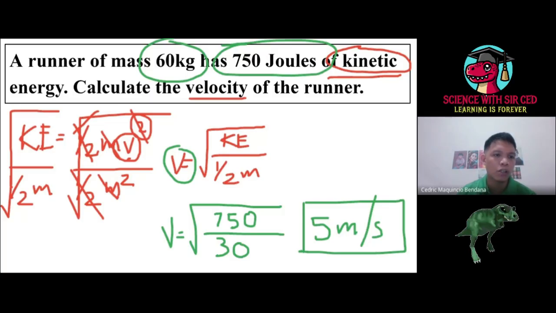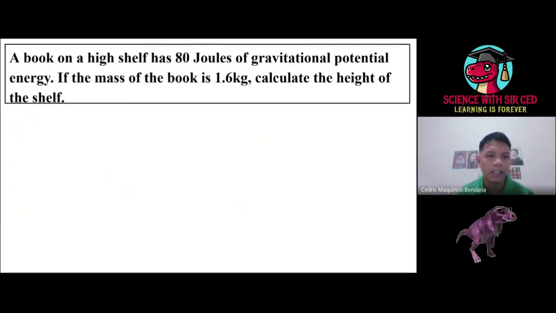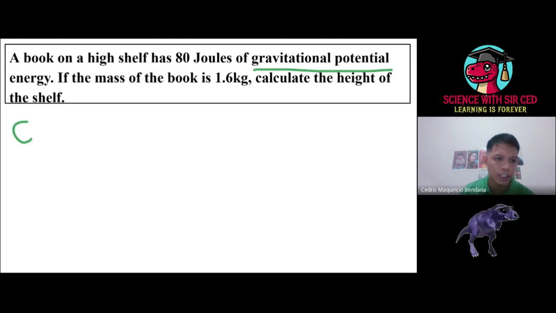Let's go here. A book on a high shelf has 80 joules of gravitational potential energy. If the mass of the book is 1.6 kilograms, calculate the height. In this situation, we are going to make our own formula first. What primary formula are we going to use? We are using gravitational potential energy. So GPE, write the formula. GPE is equivalent to mgh.